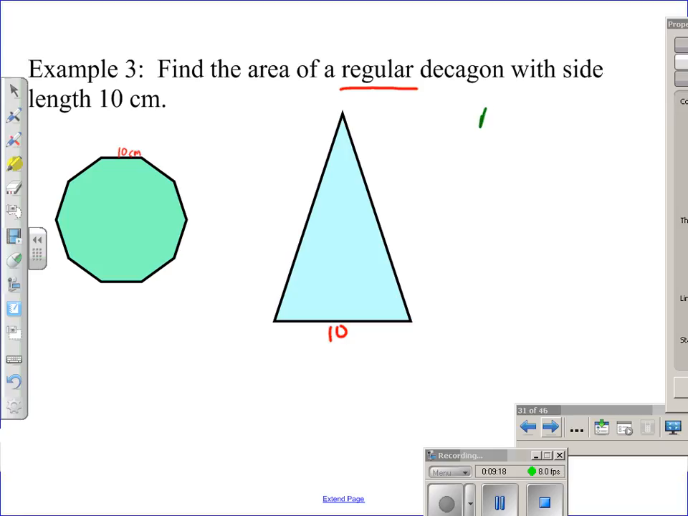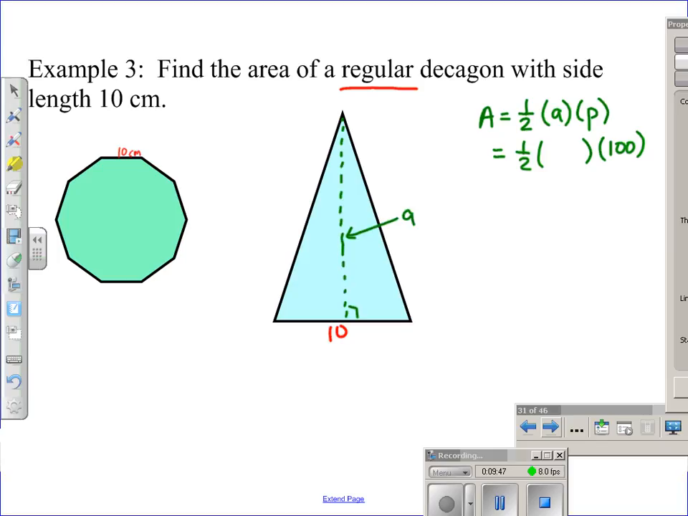We know that the area of a regular polygon is 1/2 times A times P. Right now, we could use the 10 to figure out what the perimeter is. So we have 1/2 times A, which we don't know, but we know our perimeter would be 100. Each side is 10, and 10 times 10 gives us the 100. Now we're going to use this triangle to help us find the apothem. So that would be our apothem.